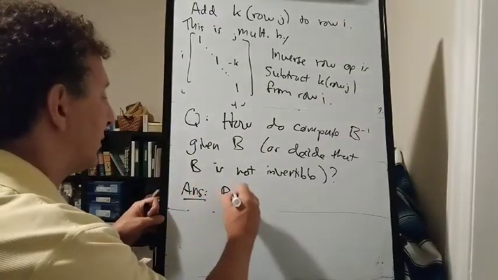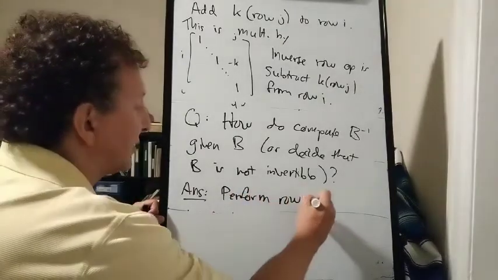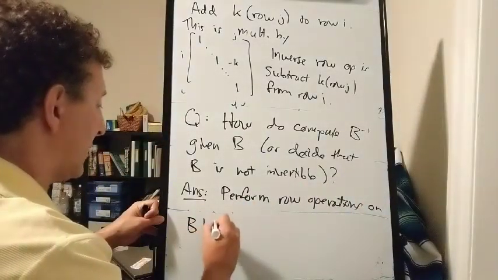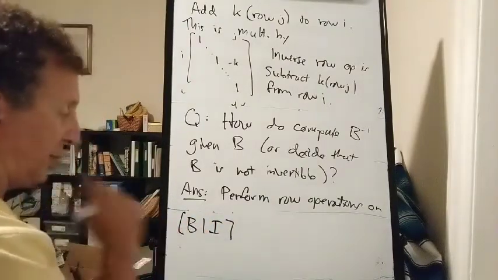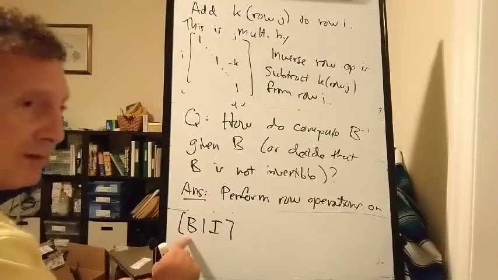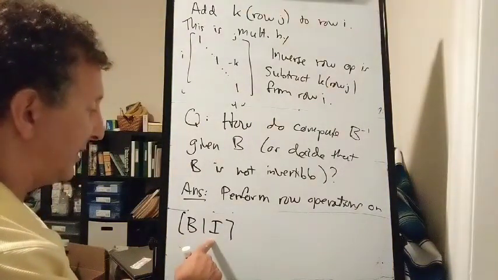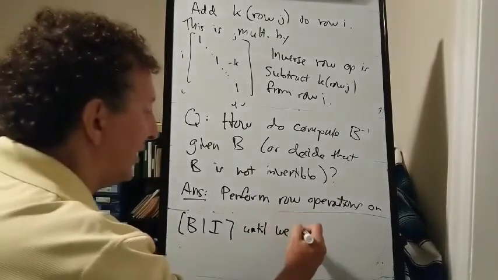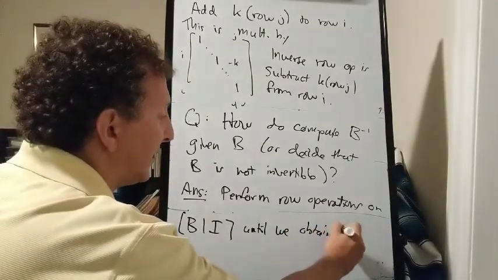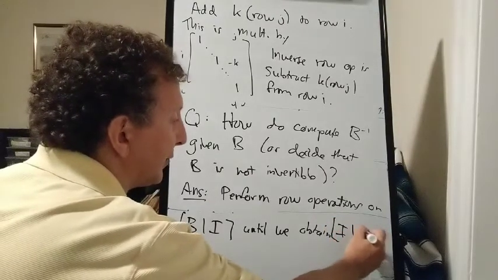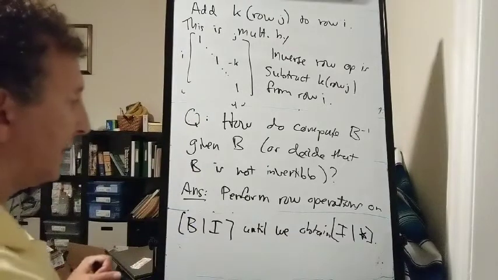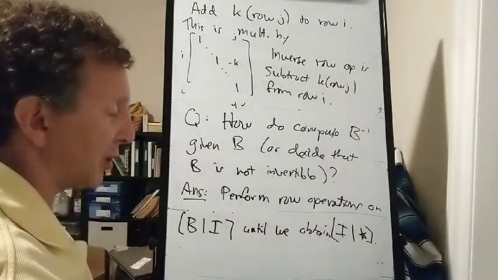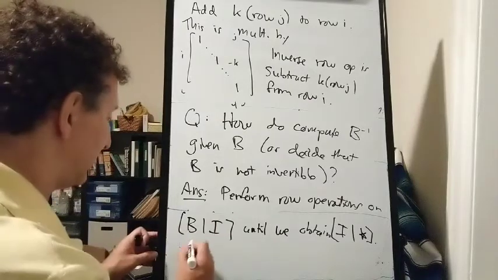The answer is we perform row operations on this n by 2n matrix B I. So we put the matrix B we want to invert over here on the left, and then we put the identity next to it. We perform row operations until we obtain the identity on the left and then something on the right. So that is, we're going to be performing Gauss-Jordan elimination. This is going to be the reduced row echelon form matrix corresponding to B I.